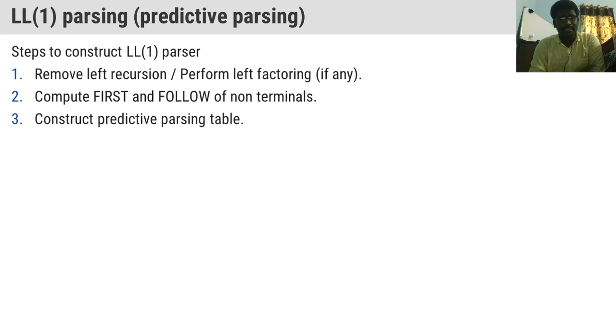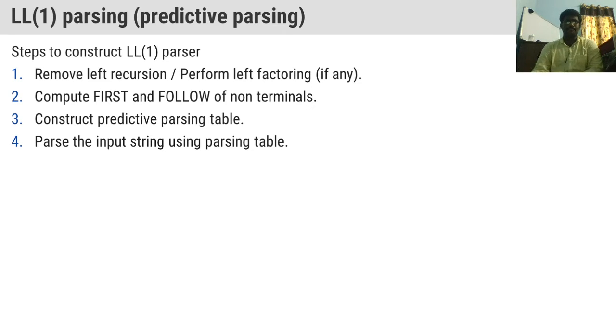Our third step is we will construct a predictive parsing table, and our fourth step is we will parse the input string based on the table we have constructed. These are the four steps we have in the LL1 parsing. So first we will remove either left recursion or left factoring if any is present in the grammar. Our second step is we will compute first sets and follow sets only for the non-terminals. We will not find first and follow sets for the terminals. Only for the non-terminals we will find first and follow sets.